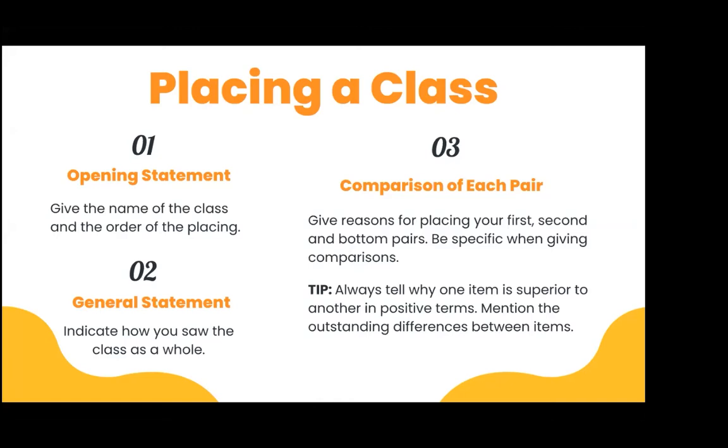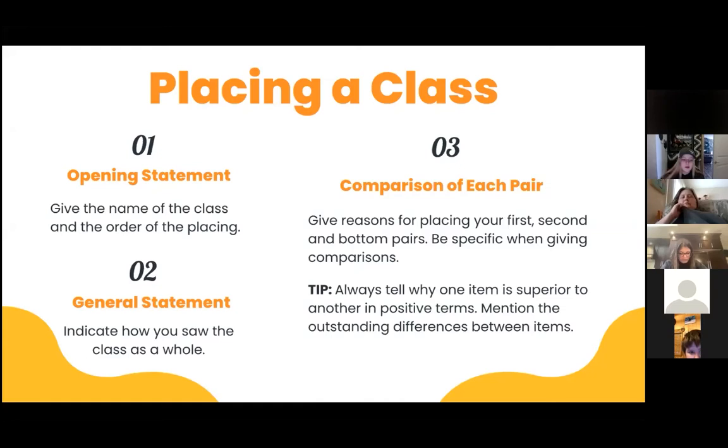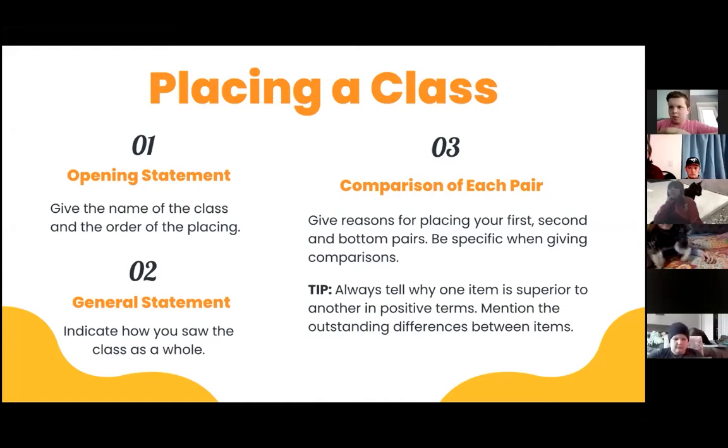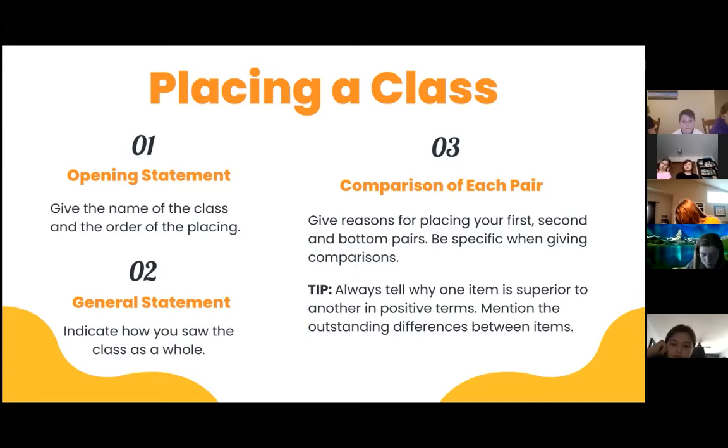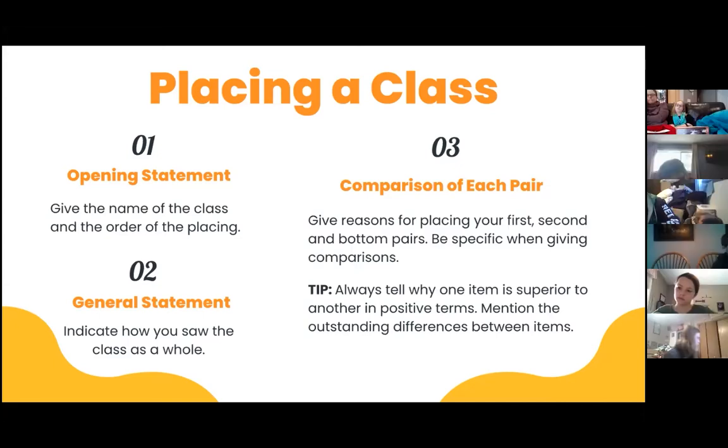Okay. Place in a class. Here are the components that you should have in your reasons. First, you should have an opening or introductory statement. Give the name of the class and the order of the placing. I place this class of cowboy boots 1, 2, 3, 4. Make sure that what you give as your placings matches the judging card that you just handed in.